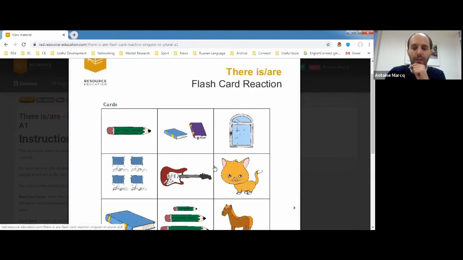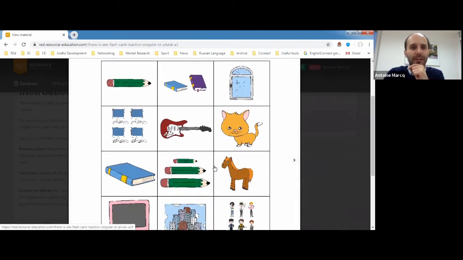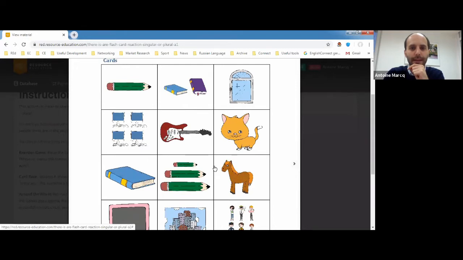So there you go. Those are the pictures. You cut them up into little cards. And again, students just show the card. Student A shows the card to student B. Student B should react very quickly by saying what there is or what there are.